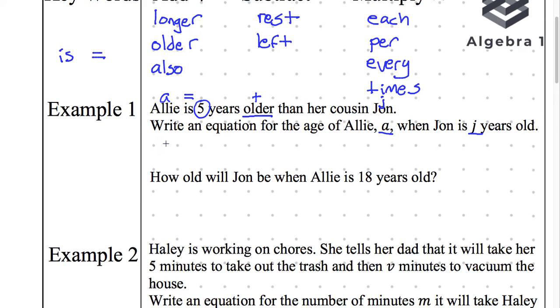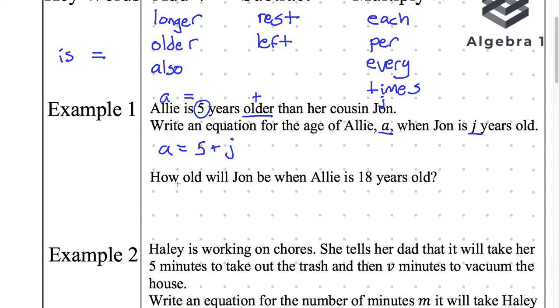Allie is, so that converts to A equals. Allie is 5 years older than John. 5 more than John is another way of saying that. So 5 more than John, you can either do J plus 5 or 5 plus J. It doesn't really matter. I'm just going to say 5 plus J.